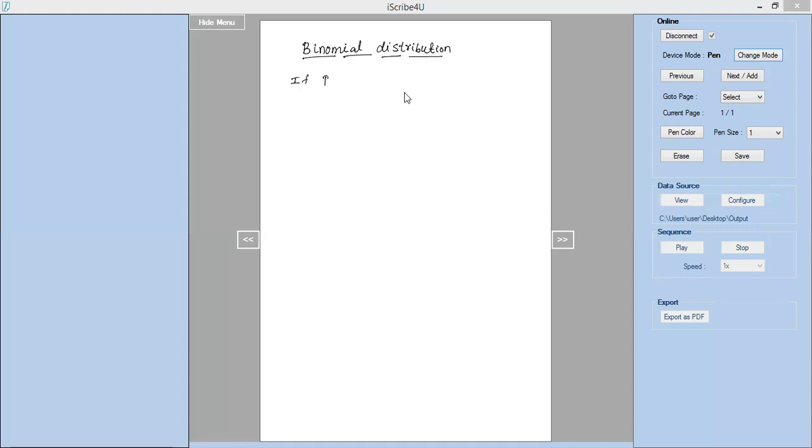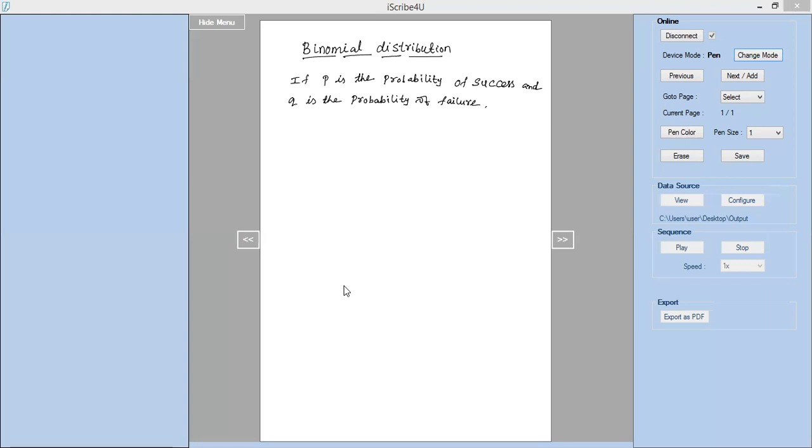If P is the probability of success, and Q is the probability of failure.